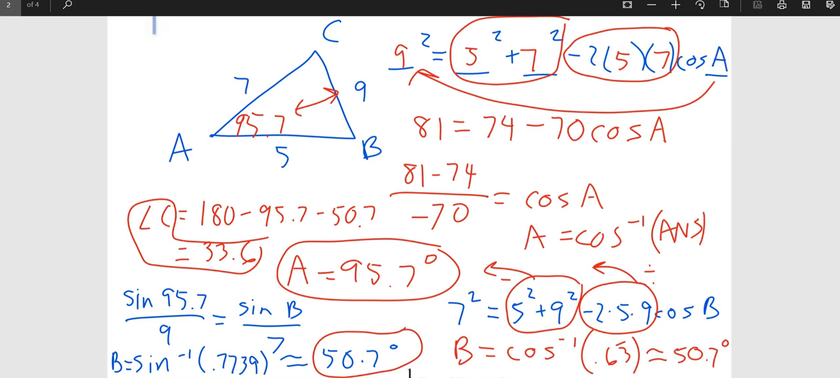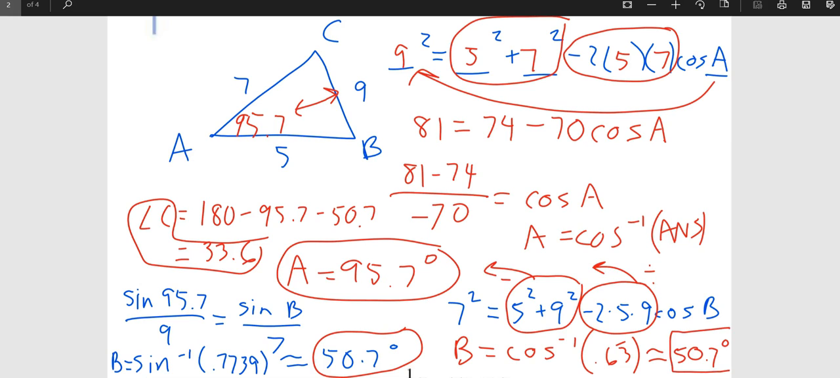Well, let's compare that to what happens if we use the law of cosines again. We come over here to the right side and we got 7 squared equals 5 squared plus 9 squared minus 2 times 5 times 9 cosine B. We subtract that very first chunk, the 5 squared plus the 9 squared. We divide by the next chunk, negative 2 times 5 times 9. We invert the cosine because it ends up being 0.63. Look what we get. We get 50.7 degrees.